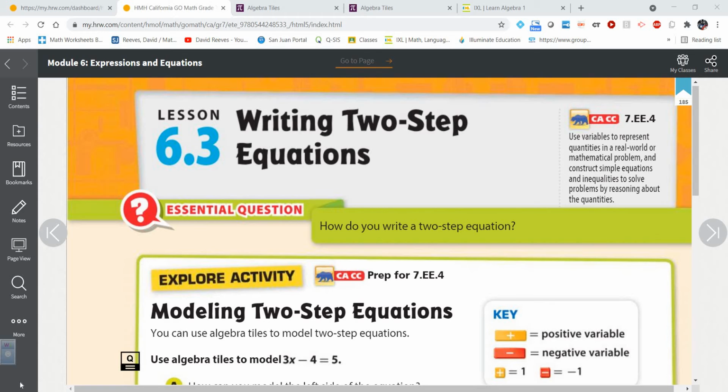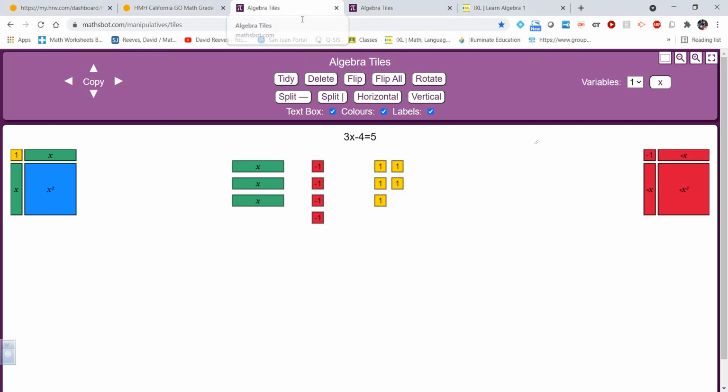And in this video today, we are going to be looking at writing two-step equations, and we're going to review solving two-step equations. So we're actually going to start with the solving part and go back to the writing part. And for the solving part, I'm going to go ahead and start with algebra tiles. All right, so here we go.